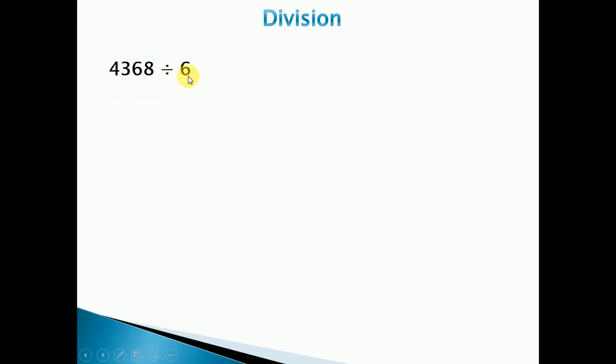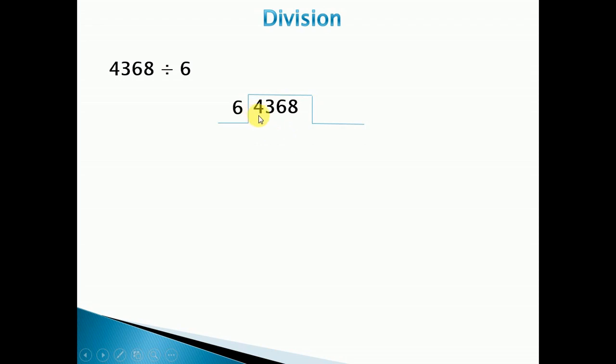4368 is divided by 6. Here 4368 is dividend and 6 is divisor. To solve this simple division, there are 5 steps. Step 1 is to compare the digits.